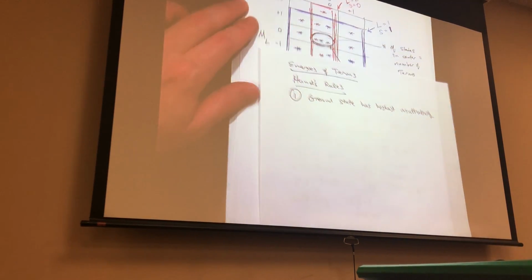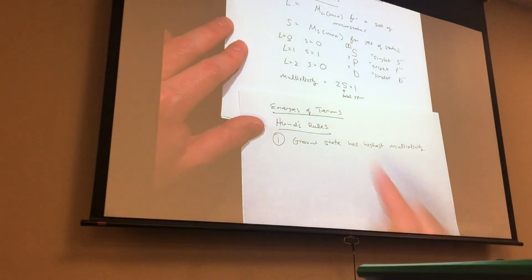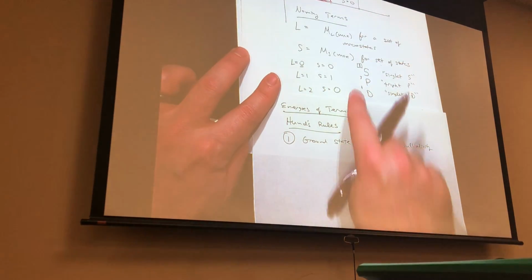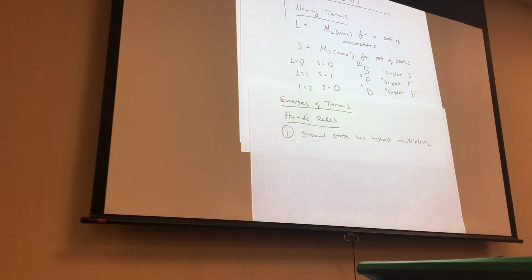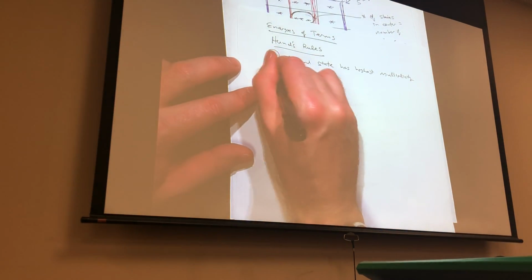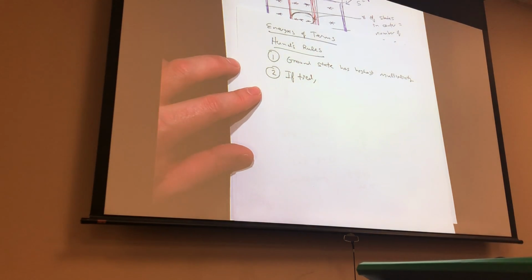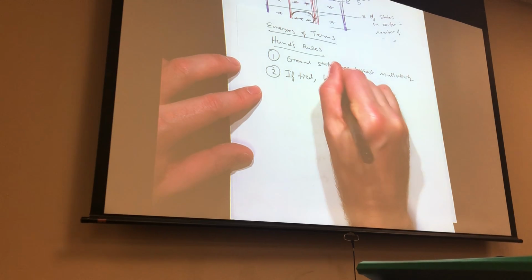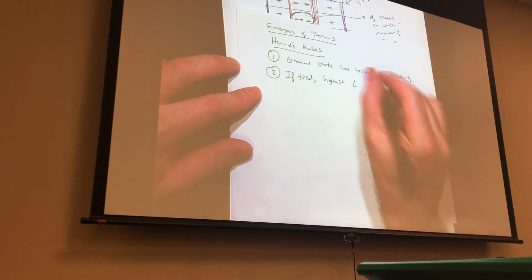So multiplicity was that 2S plus 1 thing, right? So it's this little singlet, doublet, triplet, whatever. So in our case, we have a triplet and we have two singlets. The triplet is our ground state because that's rule one. If you have a highest value here, you're done. So the second rule is if there's a tie, then the highest value of L, the highest angular momentum, is your ground state.